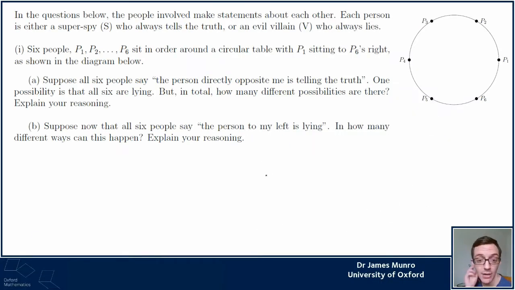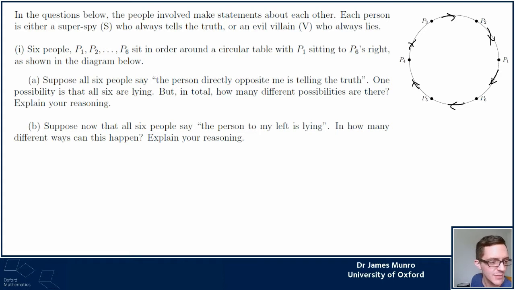Okay, so part A, I like that they split down into pairs. Part B, they each say the person to my left is lying. So now their statements all join up in a loop. They're all talking about the person to their left. So rather than splitting them into pairs, we've got to think about what goes on for all of them.